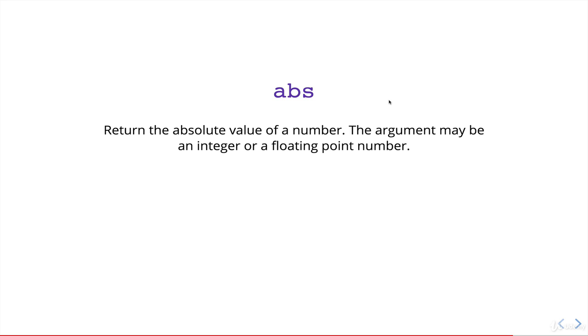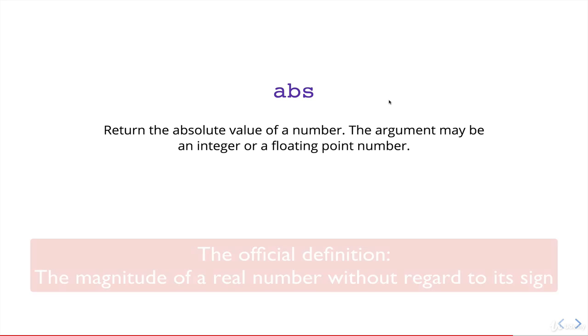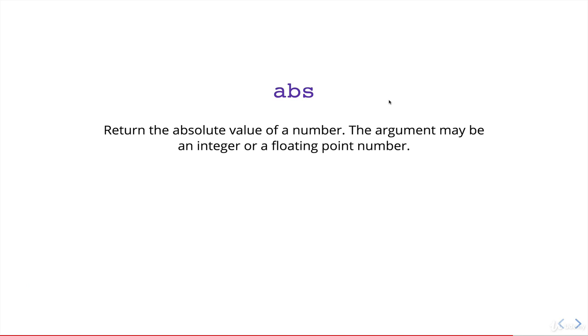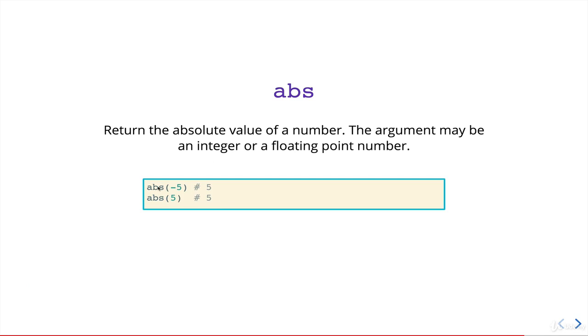If you're not familiar with absolute value, I'm going to do a terrible job explaining it. I don't remember the official mathematical definition, but the absolute value of a positive number is itself. The absolute value of a negative number is the positive number. So it's a way of just taking the numeric value without the negative sign. So negative 5 turns into 5. 5 stays as 5. So we just pass in a number.